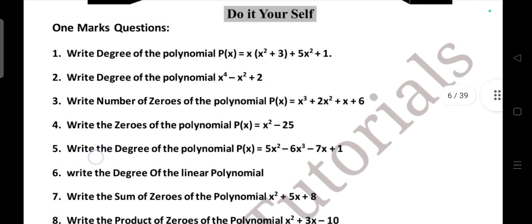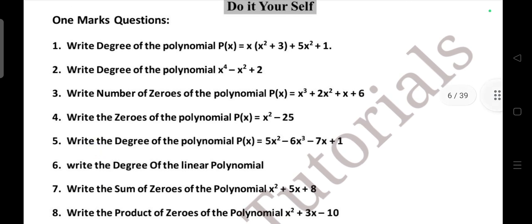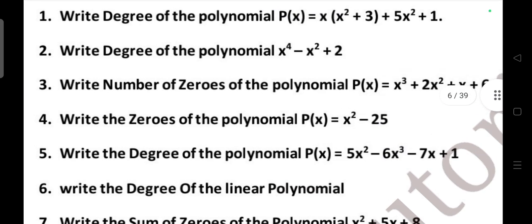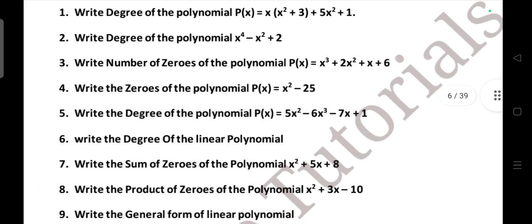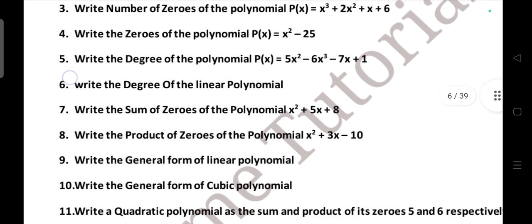Next, 1 mark question: write the degree of the polynomial. You first have to multiply and solve so that it is in standard form. Then find the highest power, that is the degree. In the second question, write the degree of the polynomial x to the power of 4 minus x square plus 2. Here the highest power is 4, so the degree of this polynomial is 4. Write the number of zeros of the polynomial. Write the zeros of the polynomial. These are all practice questions.